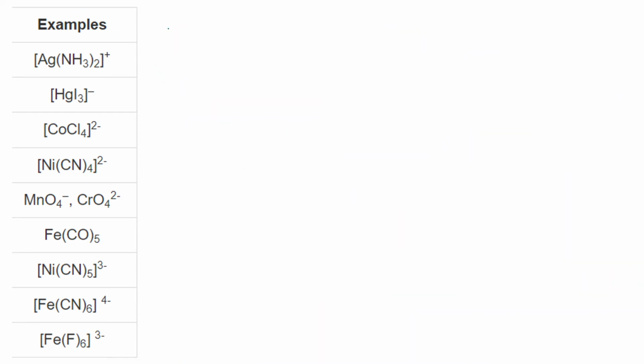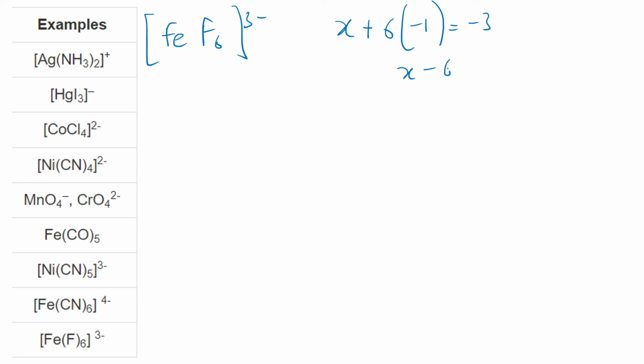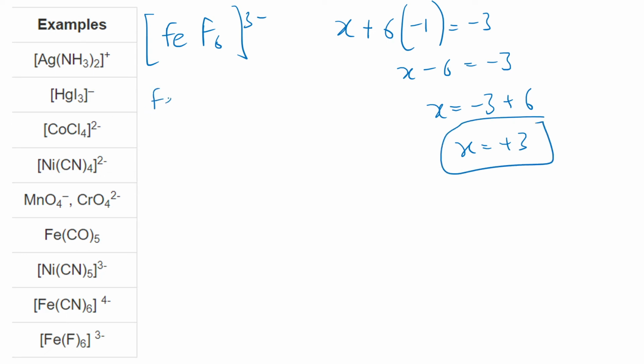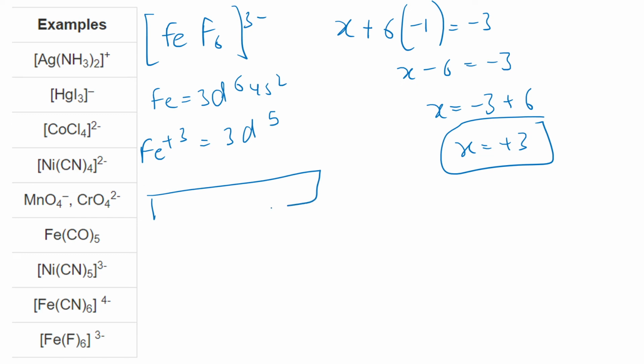Coming to the last example, that is iron F6, 3 minus. Oxidation state: x plus 6 into fluoride, which has minus 1 charge, so x minus 6 is equal to minus 3, x is equal to minus 3 plus 6, x is equal to plus 3. Iron has an electronic configuration of 3d6 4s2. Iron plus 3 will have an electronic configuration 3d5. Since fluoride is a weak field ligand, 1, 2, 3, 4, 5. Okay, in iron 3d5 we have this electronic configuration, 4s is empty and 4p is empty.